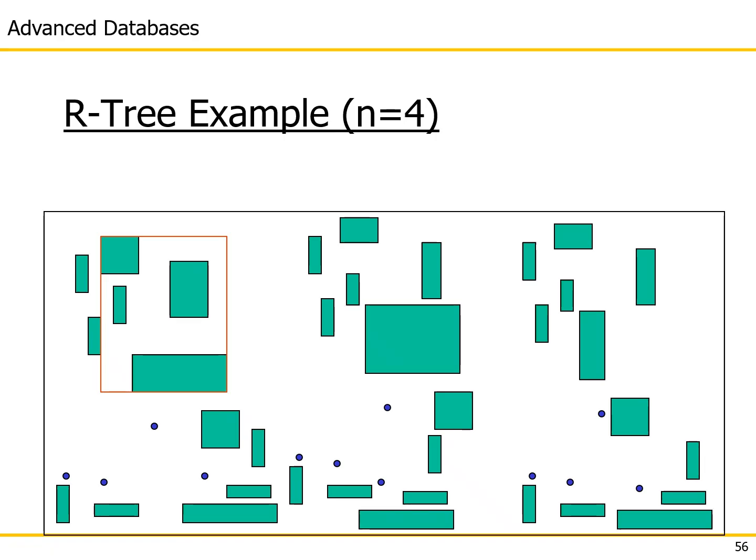Another thing we have to note is the n value. So let's say I am given this set of bounding boxes. If I say that my R3 n is equal to 4, that means at most I could put 4 regions in a bounding box. So when I'm grouping, or when I'm collecting bounding boxes to be put in a bigger bounding box, I could never exceed 4.